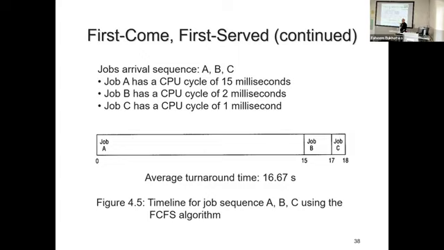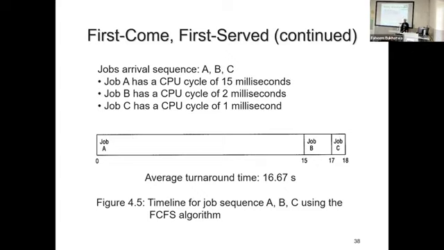So we want to execute them, and we are running first come, first served. That means the job that arrived first, we give it the CPU first, without any preemption. We never interrupt anybody. We give it for as long as it needs. So job A gets the CPU first because it arrived first. It starts at time 0, runs for 15 milliseconds, and finishes.